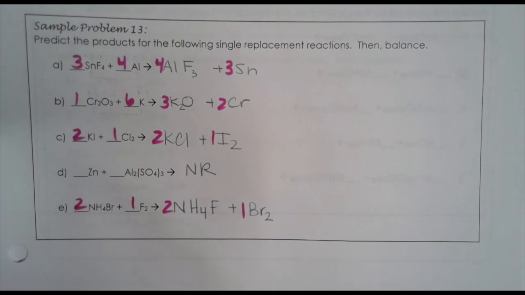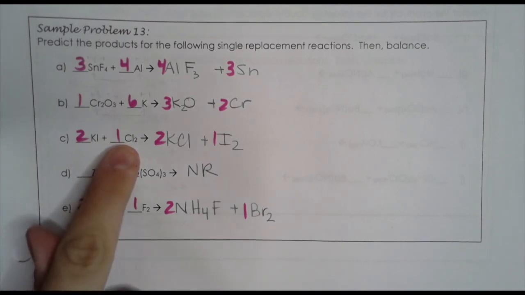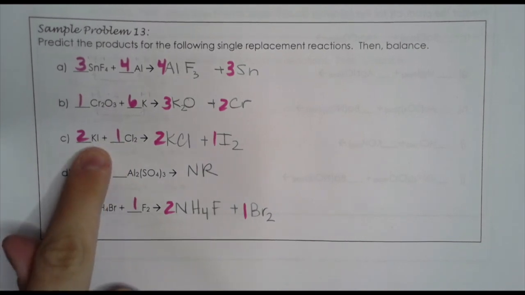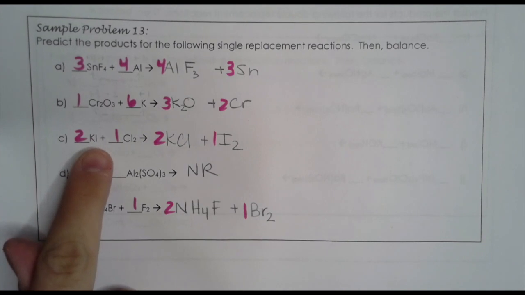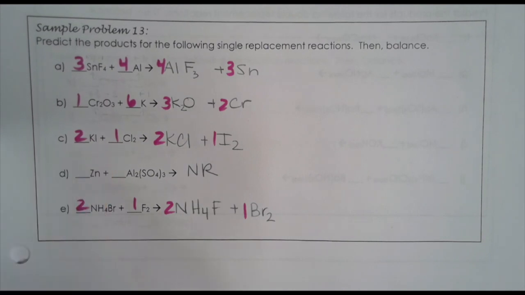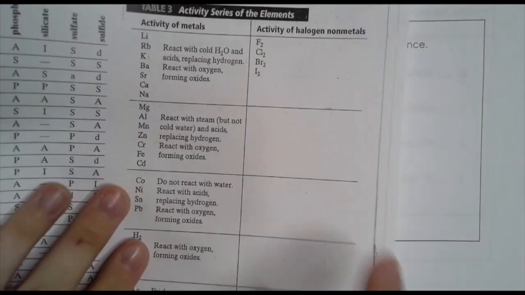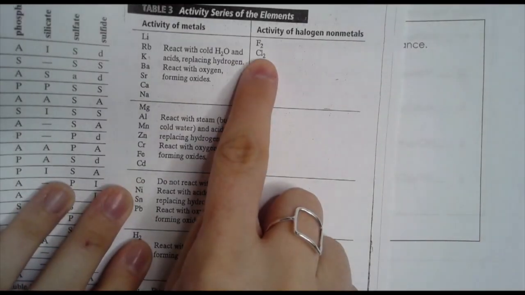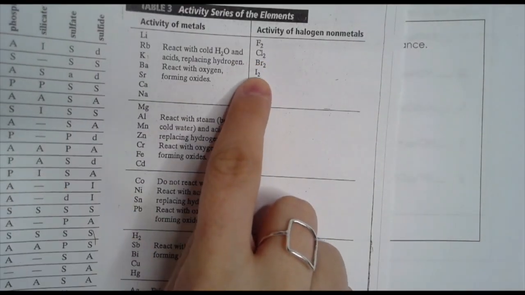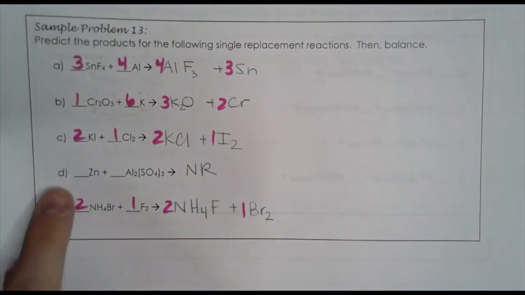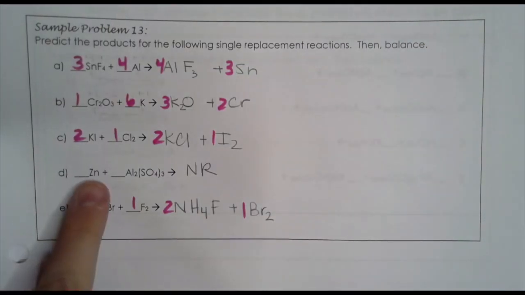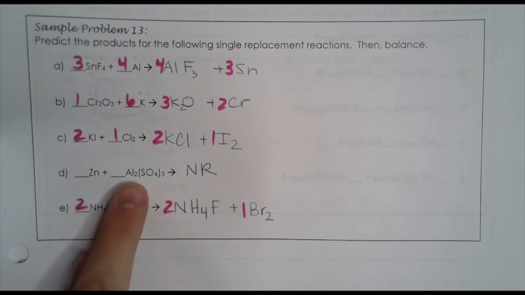So there's your answers there. So like I just mentioned, for C and E, you did have to check that little baby activity series with your halogen nonmetals on it. So chlorine has to be more active than iodine, because chlorine's going to want to replace the negative since it itself is a negative. And if I look, chlorine is in fact more active than iodine, so this reaction will occur. D, on the other hand, zinc is not active enough to replace aluminum.